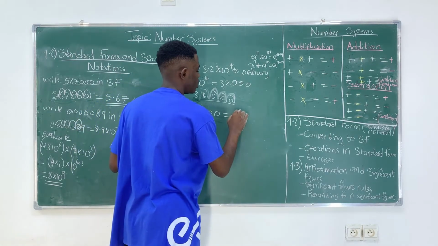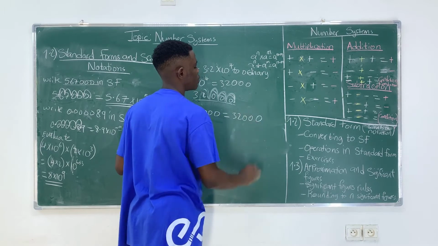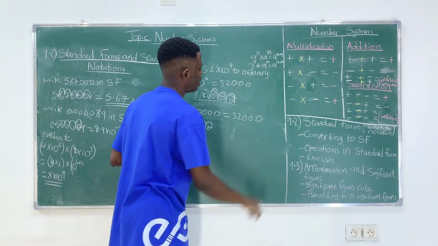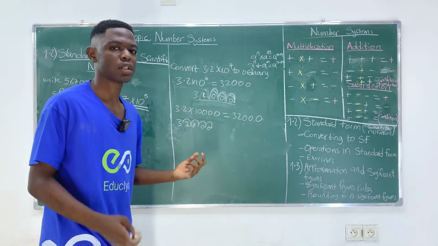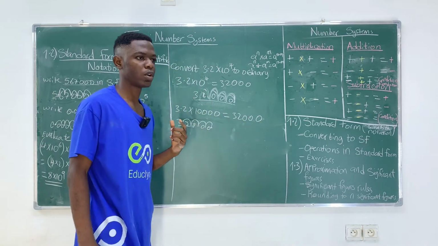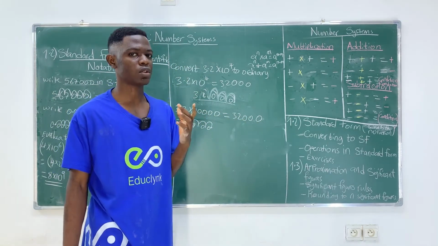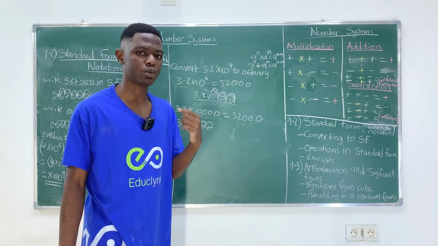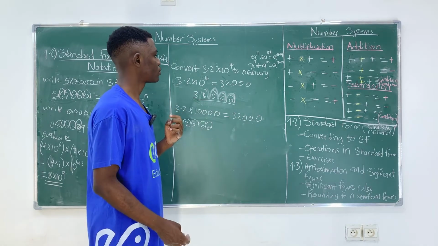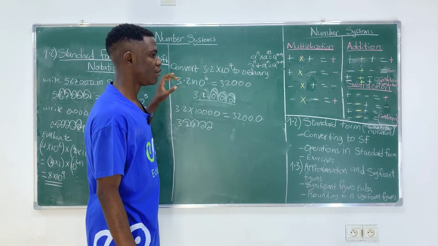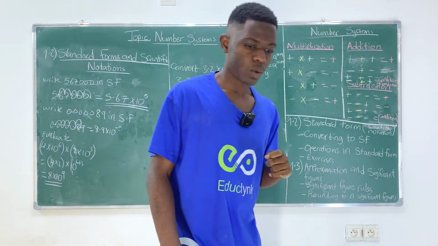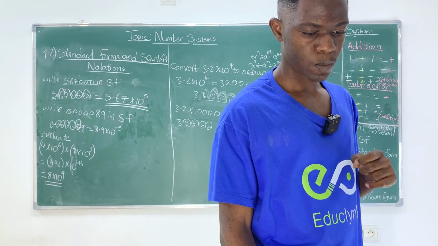It means the answer is 32000. If you want to put this decimal point, if you want to leave it, it is still correct. You see, the two methods give the same answer. I'll advise you to use this method because that is the method which will be used in your school. That is the method which will be recognized by your teacher. If you understand the two, it's fine.